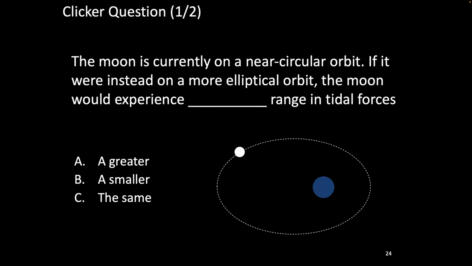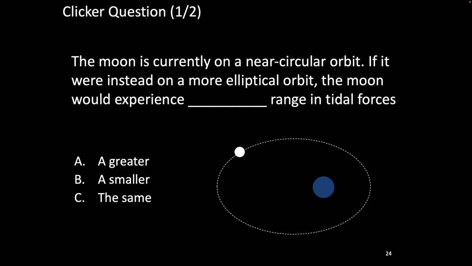Yeah. And I think B, smaller. If you're going in just a near circular orbit, that pull is a lot closer, or you have greater gravity on those objects. There's an elliptical, and wherever the ellipse is the farthest from the planet, then it's less dense.